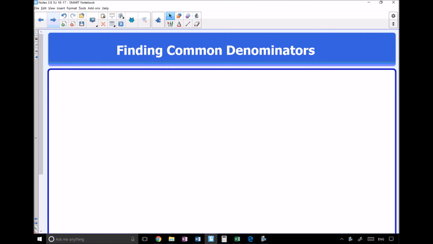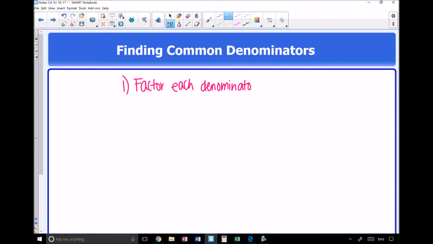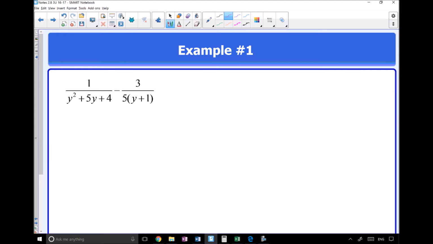Okay, so the first thing we're going to do is figure out how to find common denominators. The first thing we need to do when we find common denominators is factor each denominator if possible. Then we're going to include each factor in our LCD, because the factors, when you multiply them together, end up being our multiples, which is what we're looking for. Example number 1. Take a moment to get the example written down, and then we will go ahead and do what we said we need to do.